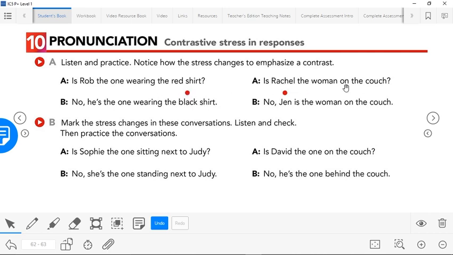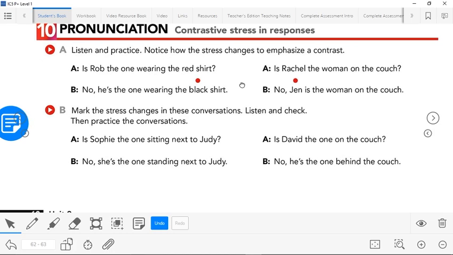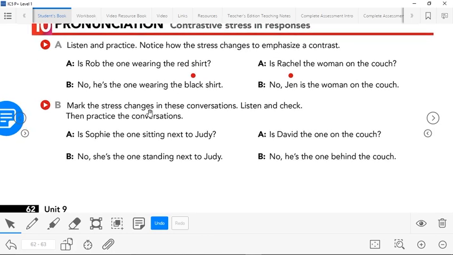Is Rachel the woman on the couch? No, Jen is the woman on the couch. Okay? Now, to see if you practice, to see if you understand this, you're going to be marking the stress changes in the conversations. Okay? First, listen and imagine, or see, where the red dot is going to be on these answers. Okay? So listen first.